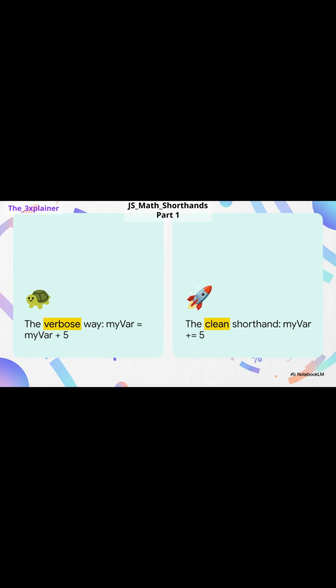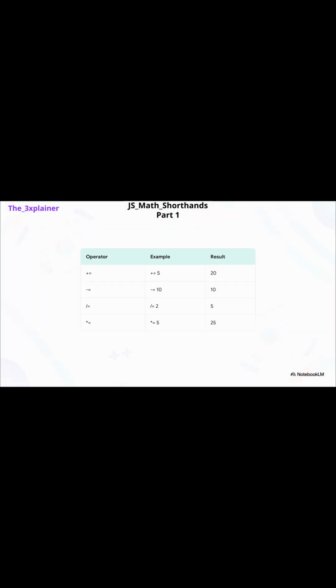Now compare that to the sleek one-step shorthand the pros use: myVar += 5. This simple little plus-equals combo is a real game changer. It tells the engine to grab the current value and slap the new number onto it in one fluid step. Way cleaner to read, right? And this brilliantly illustrates a pattern that applies to all basic arithmetic in JavaScript.